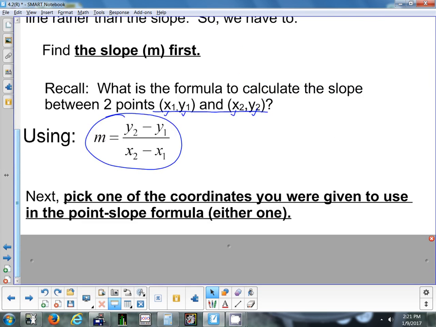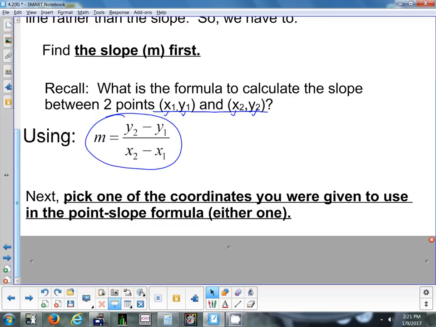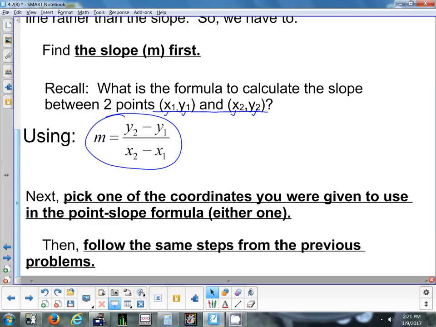Pick one of the coordinates you were given, and we're going to use it in the point slope formula. It does not matter which one you pick. I try to pick points that have small, easy numbers. And then, after you pick a point, we already have the slope. That's what we just calculated. Follow all the same steps that we've done. Really, after you find the slope, all the steps are the same. That's the only extra step. Find the slope.